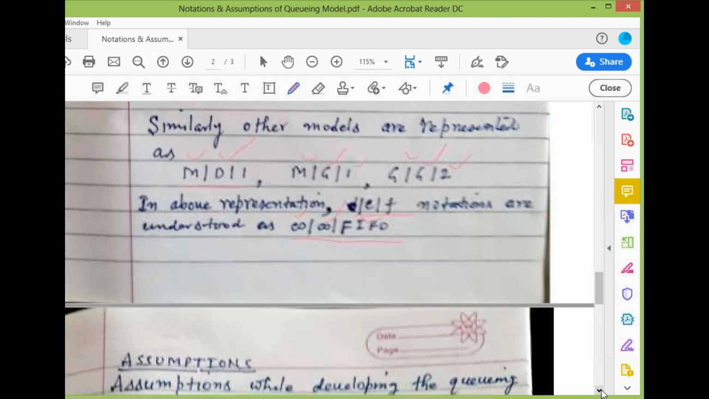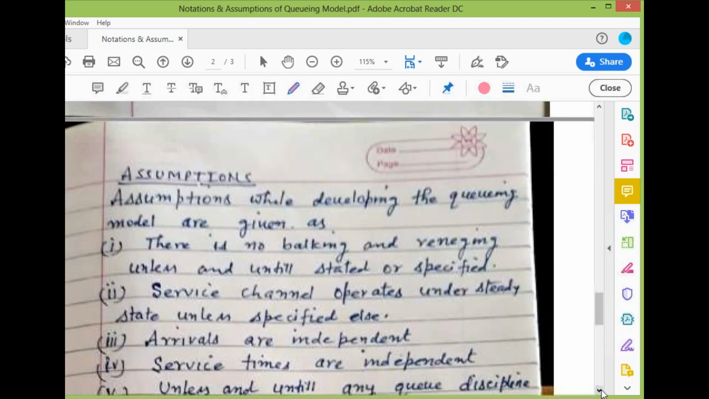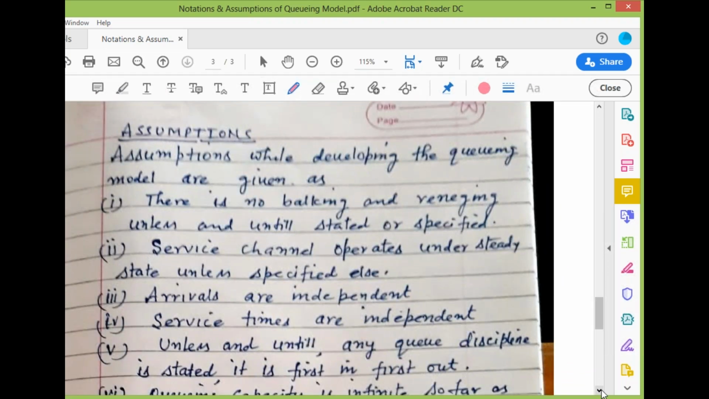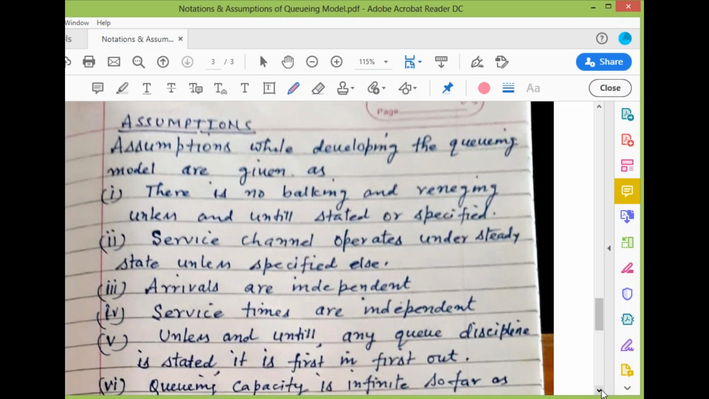Now we come to another important aspect of the queuing model, that is the assumptions. While developing the queuing models, we must know the basic assumptions which we must follow. Any user, any reader, any person who is going to make the application or who is going to conduct the research, we must understand this set of assumptions which are used while developing the queuing models.